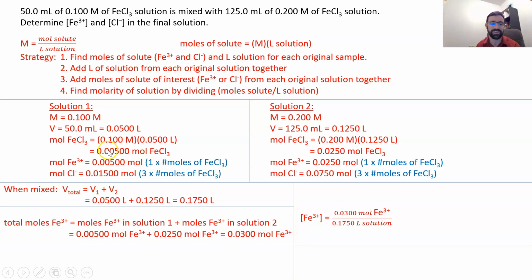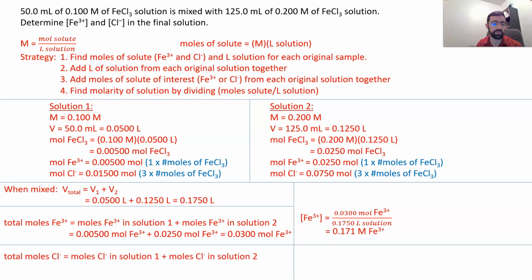Actually, let's start with the concentration of Fe3+ ions. The way you find the concentration once you know the number of moles is you do moles divided by liters. So that's what we've done here. 0.0300 moles is the number of moles of ions, and then in the denominator, we're just dividing by the volume of our solution, 0.1750 liters. That's the final volume after we've mixed the two solutions together. And then you get 0.171 molar Fe3+.